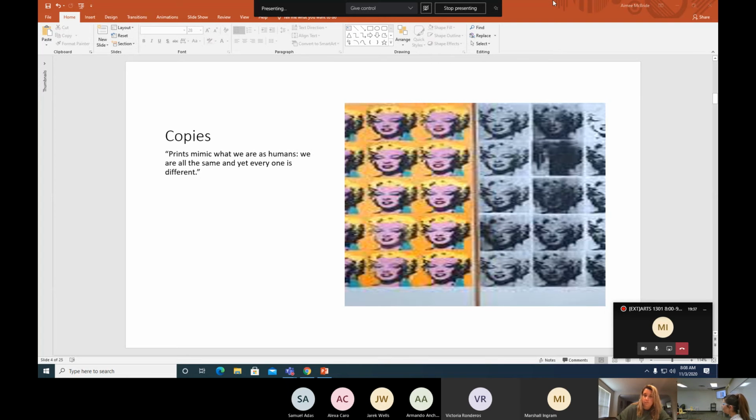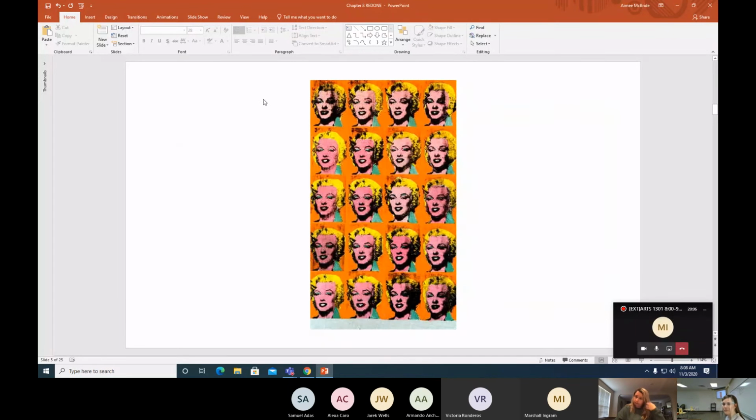Warhol did this on purpose though. He didn't clean his stencils after he used them so that he could get these differences, because he wanted his prints to mimic what we are as humans. We are all the same, and yet everyone is different. So he didn't clean his silkscreen stencils so that every single one would be a little bit different. That's one of the things that makes Warhol really collectible, because all of his prints, even though they're copies, none of them are the same. There's just another image of one of his Marilyn prints. And we're going to actually watch a video later that shows us how he made these, and you can learn how to make them yourself.